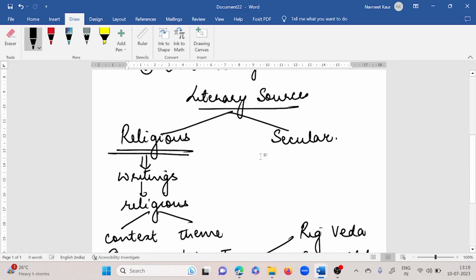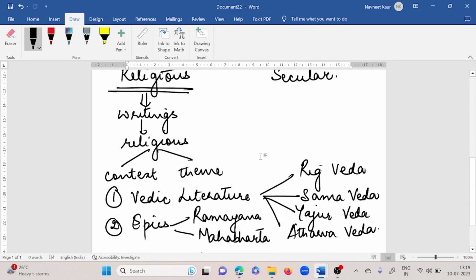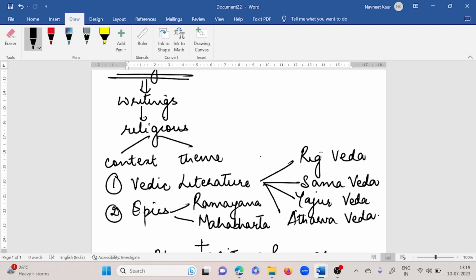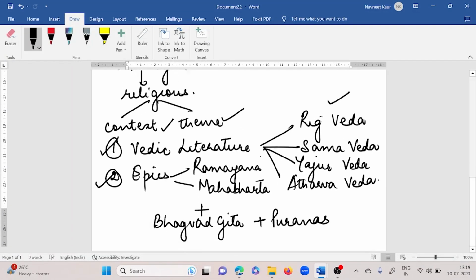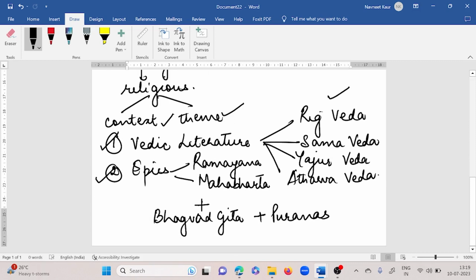So, what is religious literature? These are writings that are religious in context and theme, and they are classified into Vedic literature and epics. In the Vedic literature, we have four Vedas: Rig Veda, Sam Veda, Yajur Veda, and Atharva Veda. And epics, we have two epics, Ramayana and Mahabharata, and Bhagavad Gita and Puranas are also religious literature.